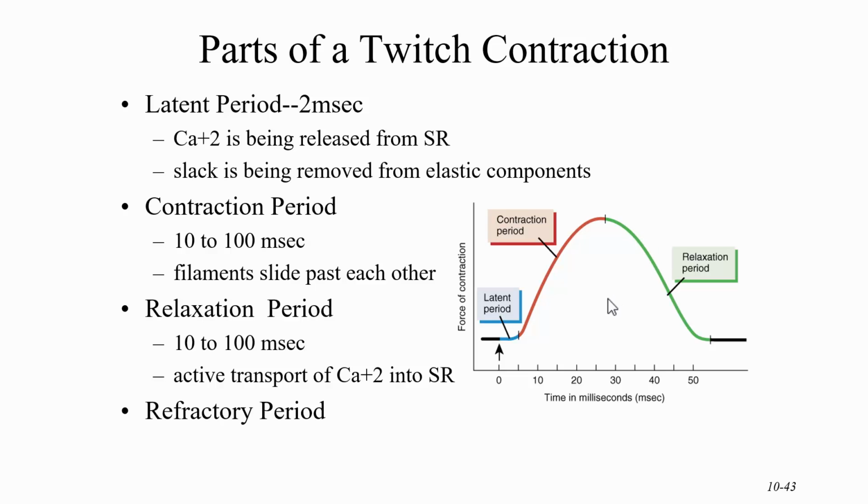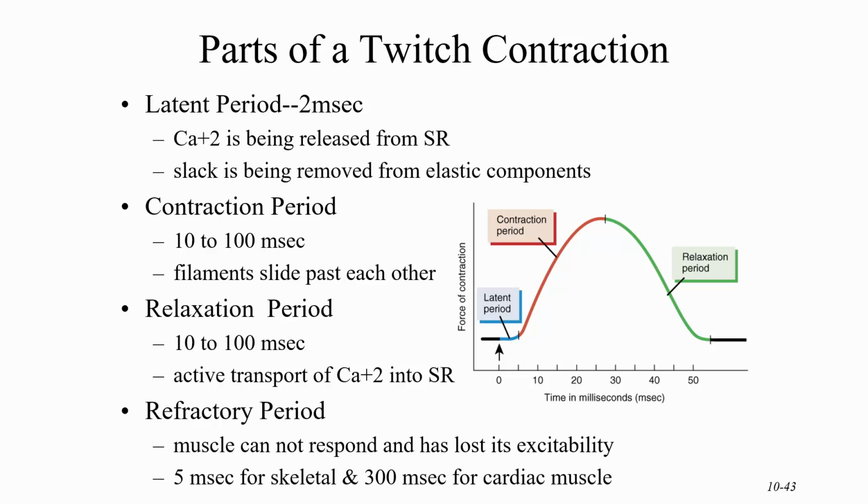Then we have something called the refractory period. Here, the muscle cannot respond and has lost its excitability. It's about 5 milliseconds for skeletal muscle and 300 milliseconds for cardiac muscle. So a portion of that relaxation period is where you have that refractory period. No matter how much stimuli you give to the muscle, it's not going to contract if it's in refractory period.